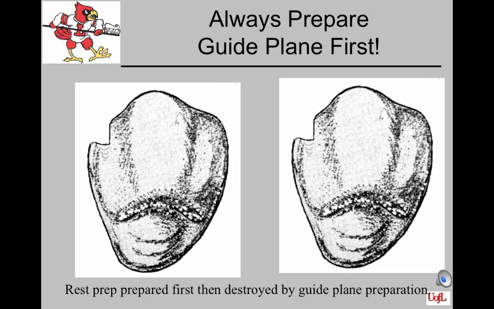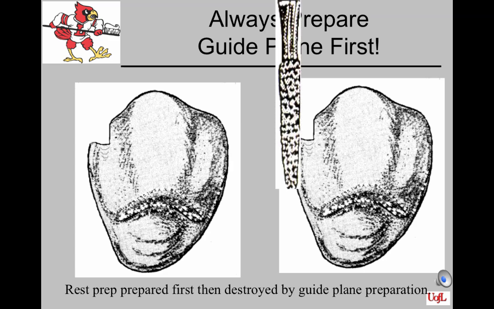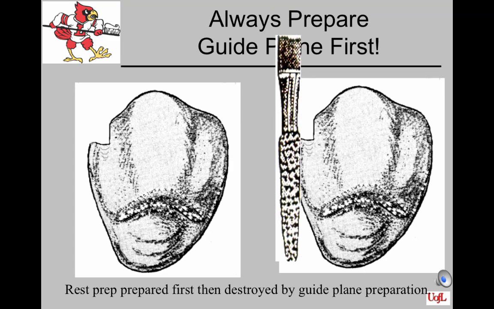This slide makes the same point. You have gone ahead and prepared your rest prep first on the tooth on the left. Then, when you come back to prepare the guide plane, you may wipe out part of your rest and have to re-prepare that tooth surface, and sometimes that's disastrous. This one maybe is a more easy fix than in other cases, but the guide plane is done first.